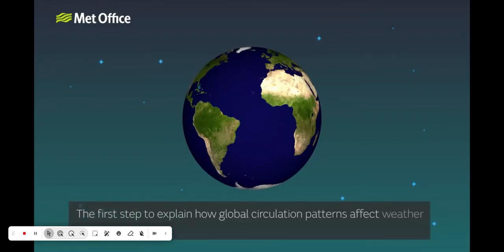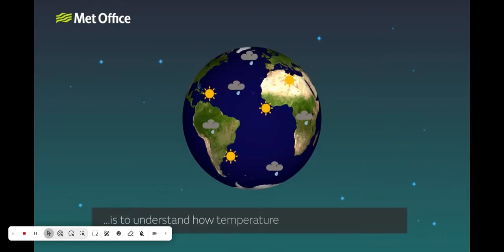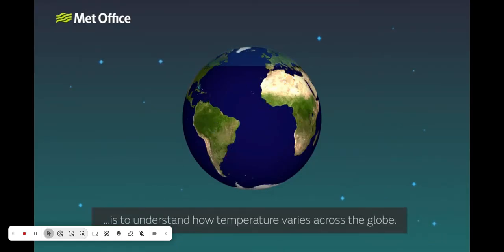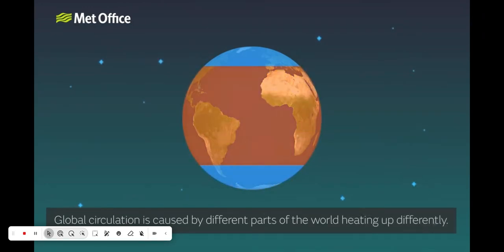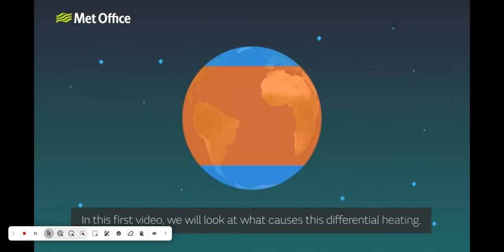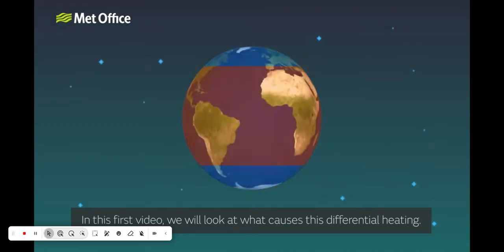The first step to explain how global circulation patterns affect weather and climate is to understand how temperature varies across the globe. Global circulation is caused by different parts of the world heating up differently. In this first video, we will look at what causes this differential heating.